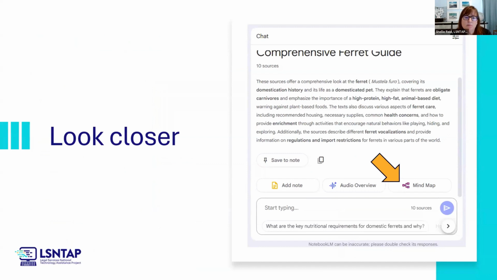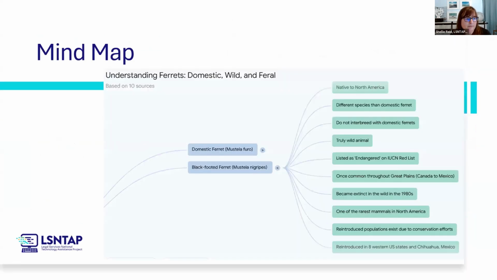Before we move on, I want to point out a unique feature that's available in the chat section. Just below the notebook summary, there are some buttons. The Save to Note button allows you to save that summary as a note in the notebook. But scroll down a little bit more and you come across something called mind map. And as much as I love the audio overviews, I really like the mind maps a whole lot too.